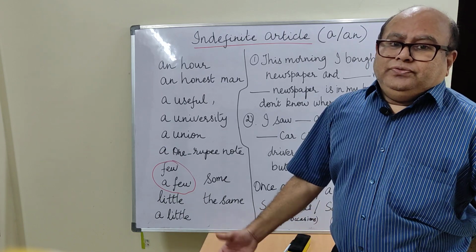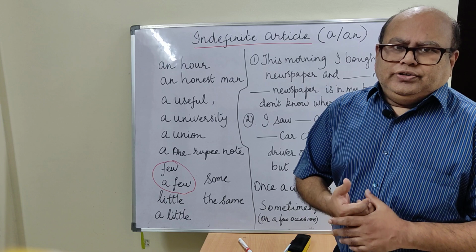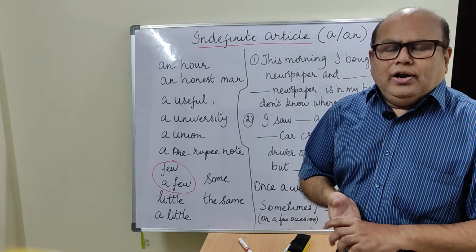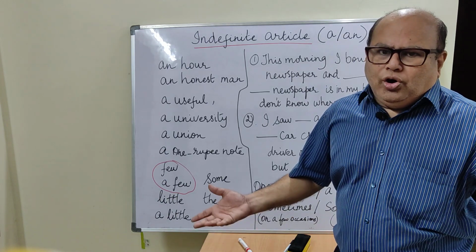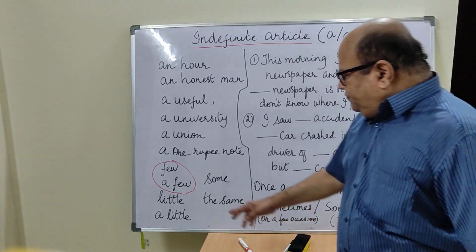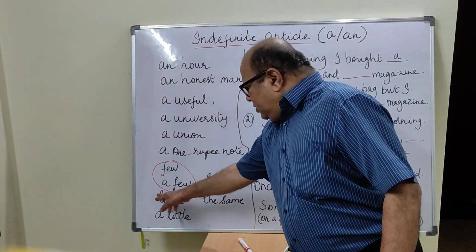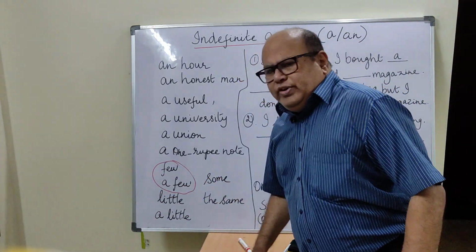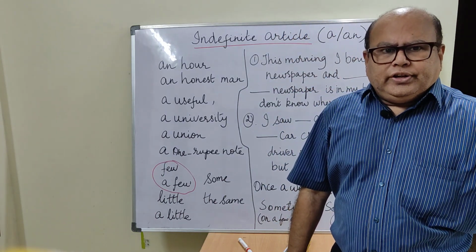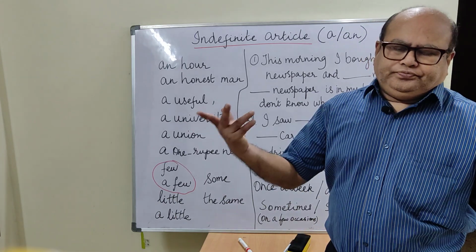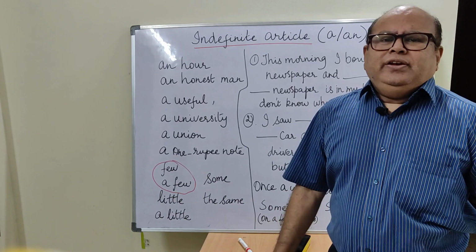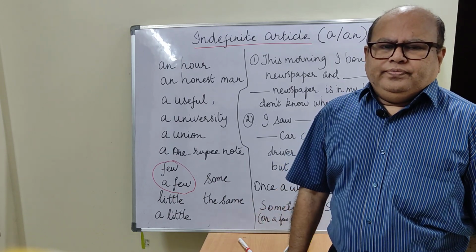Like, for example, sugar, salt, water, oil, milk, and so on. Something that you cannot count. Without a, it conveys a negative meaning. There is little water in the bucket. You cannot use it because practically speaking there is no water at all.